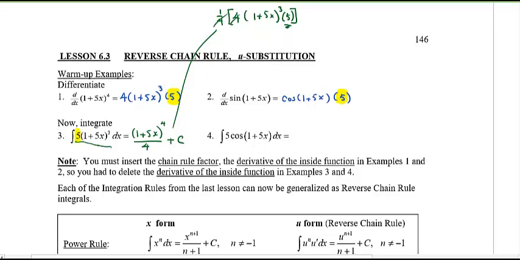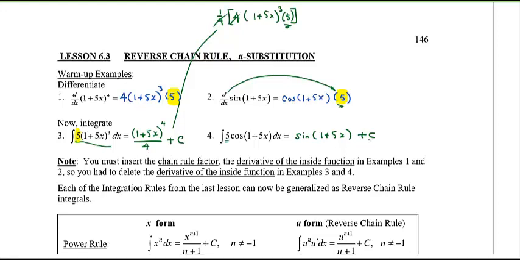Okay? So once again, sorry, not reverse chain rule. When I did the chain rule, when I used differentiation, extra factor. When I do the reverse chain rule, trying to do the antiderivative, I need to then remove the extra factor. So in this case, removing the extra factor, I should have sine of (1 plus 5x), and then plus c. Now, it just so happened that in all these examples, the factor was 5.